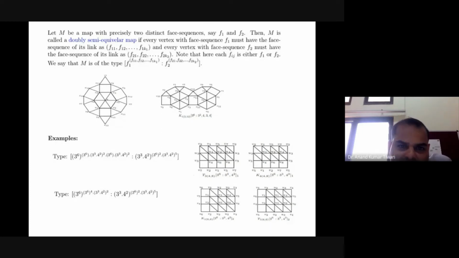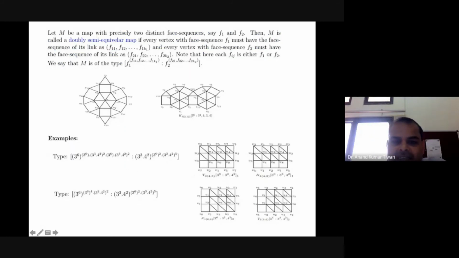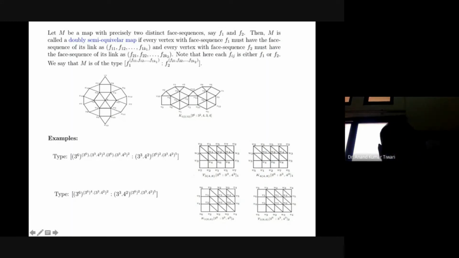So in that case, whenever we have doubly semi-regular maps, we denote the type of this map like this. See, this earlier map is not a doubly semi-regular map. However, it has two types of phase sequences, because V5 and V7 both are vertices of the same type of phase sequence. However, their phase sequences of link are not the same. But in this case, this is a doubly semi-regular map on the Klein bottle. These are a few examples.